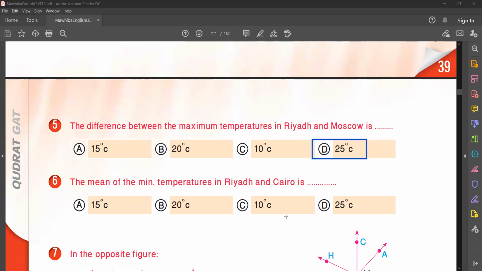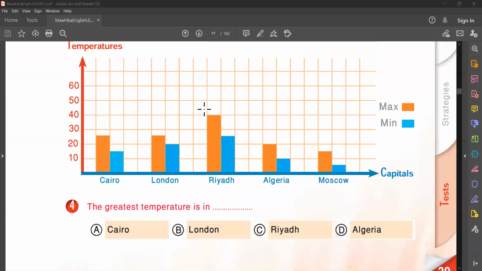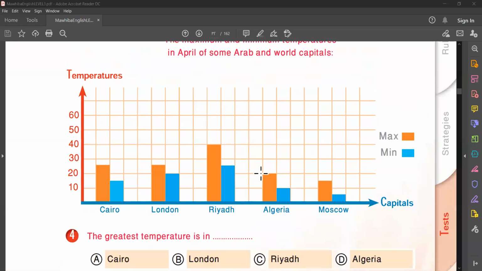Okay, now he wants now the mean of the minimum temperature in Riyadh and Cairo. It is what? Minimum. He said minimum. Look, minimum temperature in Riyadh and Cairo. What is the mean? The mean, it is you add the temperatures and divide it by 2. Look here. So he said between the mean, between Cairo and Riyadh, the minimum, we find the minimum is here, 15.